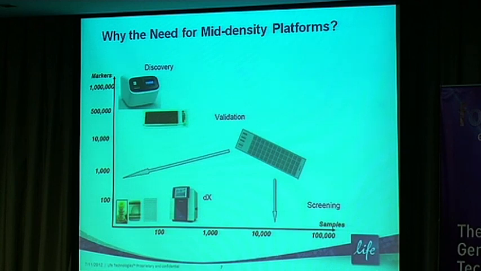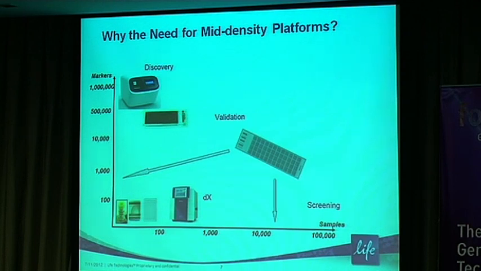There hasn't really been a platform to sit in this space, in this big space here, and in this space over here until now. So that's kind of what we call mid-density. So when we talk about on the side the number of markers, mid-density is considered this area here. High density obviously is here.